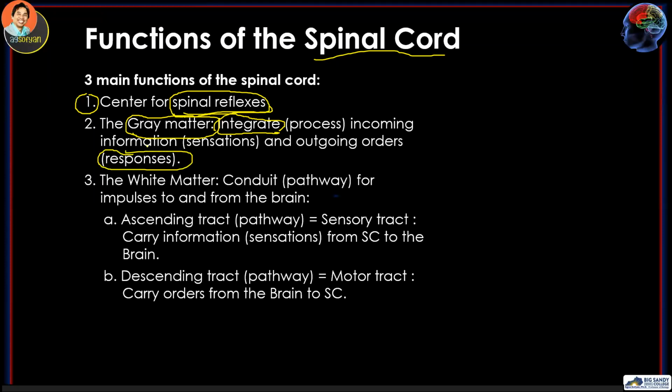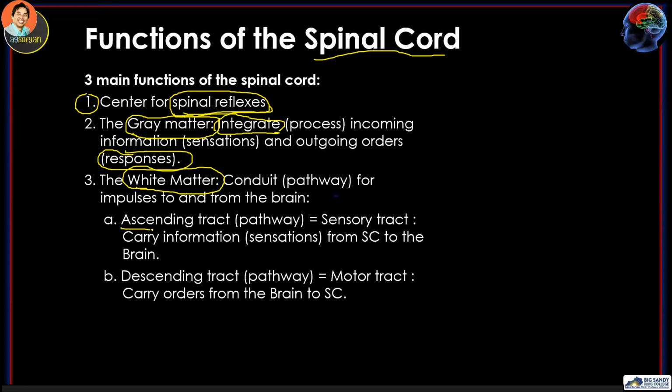So this is the function of the spinal cord, which is also for integration between sensory information that is coming and also motor information that is coming to the spinal cord. And remember the white matter is the track. So another function of the spinal cord is to carry information to the brain or from the brain using this white matter, using this track. Of course, there will be 2 types of track.